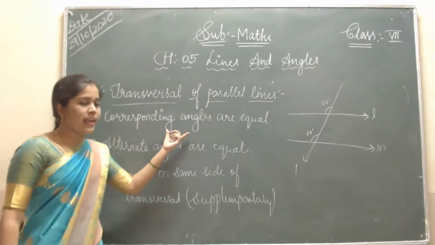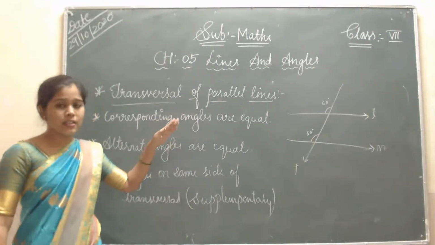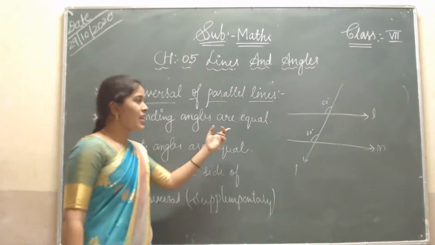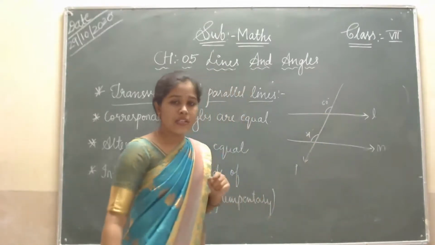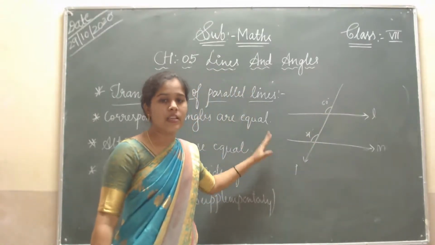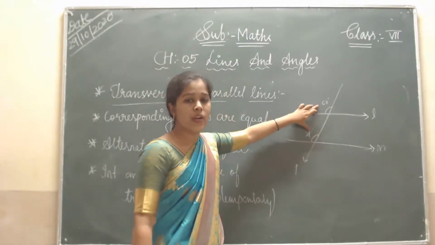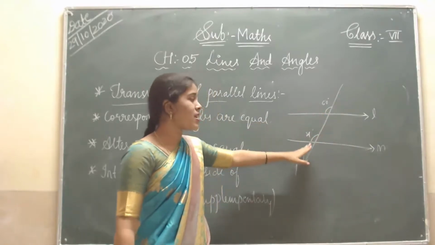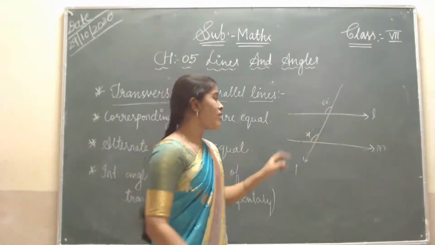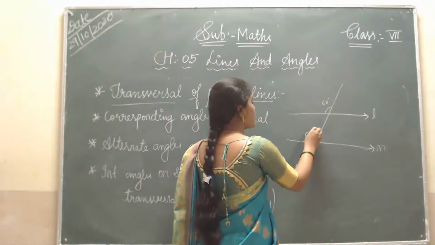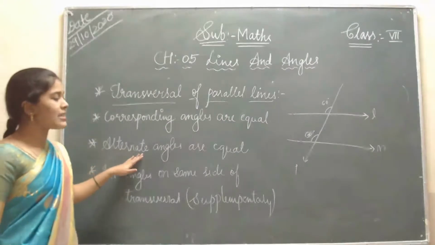One is corresponding angles. Just now I explained what corresponding angles are: same side of the transversal line. So corresponding angles are equal means if the angle here is 60 degrees, and they give here something like x, and ask what is the value of x, the value of x is 60, because these two angles are corresponding angles on parallel lines with a transversal. So if the value of this is 60, then the value of x is also 60 because the two angles are equal.